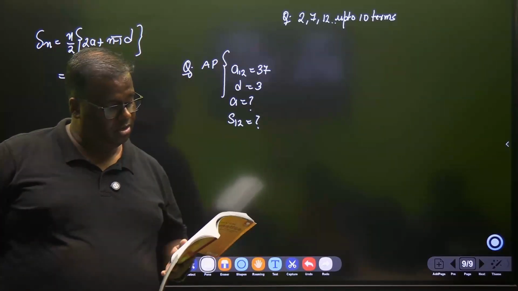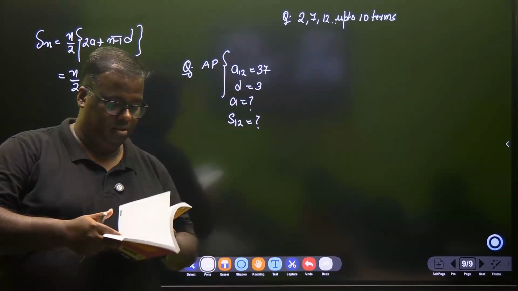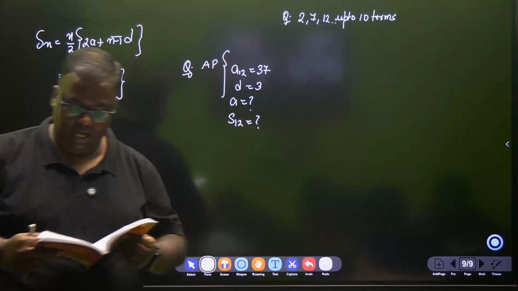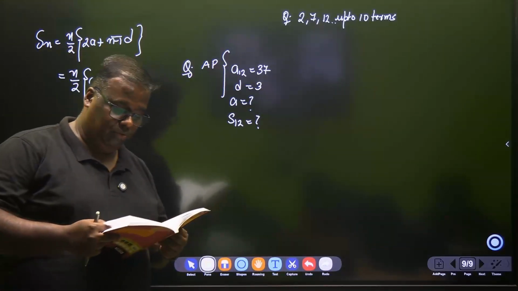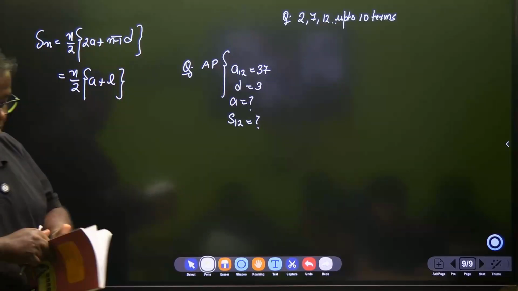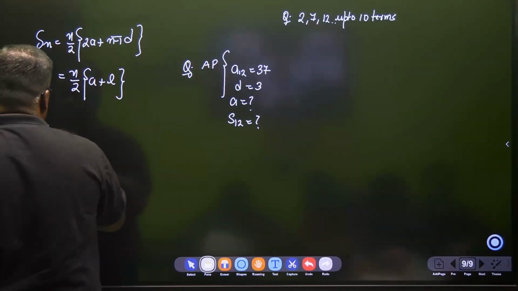How much is the answer? If two of you have got it, that means it's correct. S12 is 246. And A also you have to find out. A is 4. Very good. Excellent. Bright children. Very good.